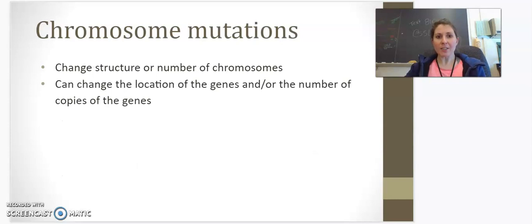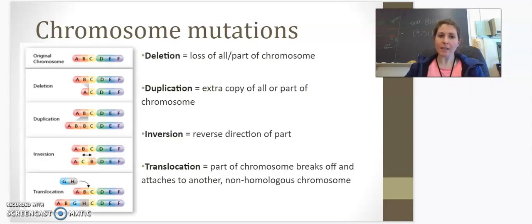So chromosome mutations, again, you're changing the structure or the number of the chromosomes, and then it might change the location of the genes or the number of copies of the genes. So maybe you have too many or too few. There are 4 types that we're looking at. There's deletion, and the picture in your notes shows this as well, but go ahead and put a little definition. So deletion is just like it sounds. There's a loss of all or part of the chromosome.